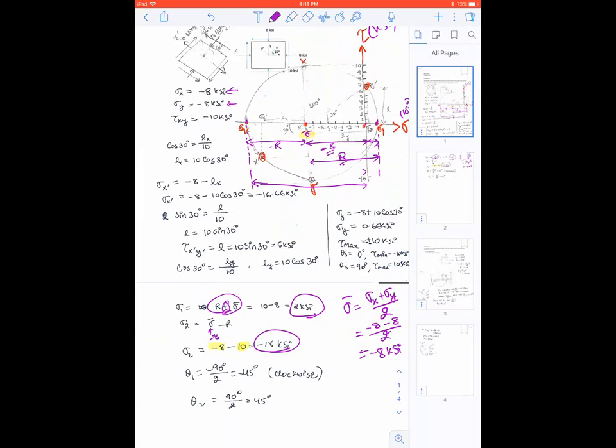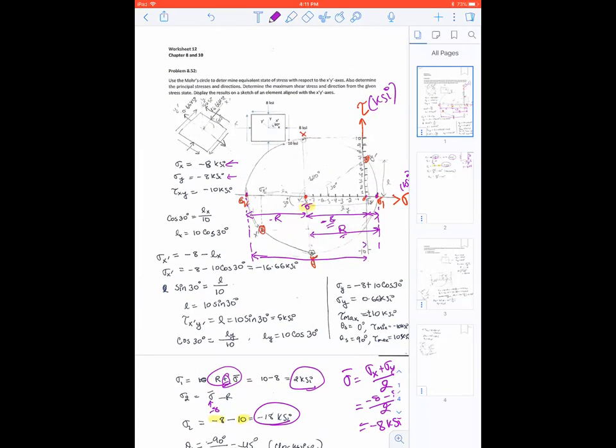Now let's look at the angle. The angle is always you're going to measure from the x phase. So where is my x phase? Here is my x phase.